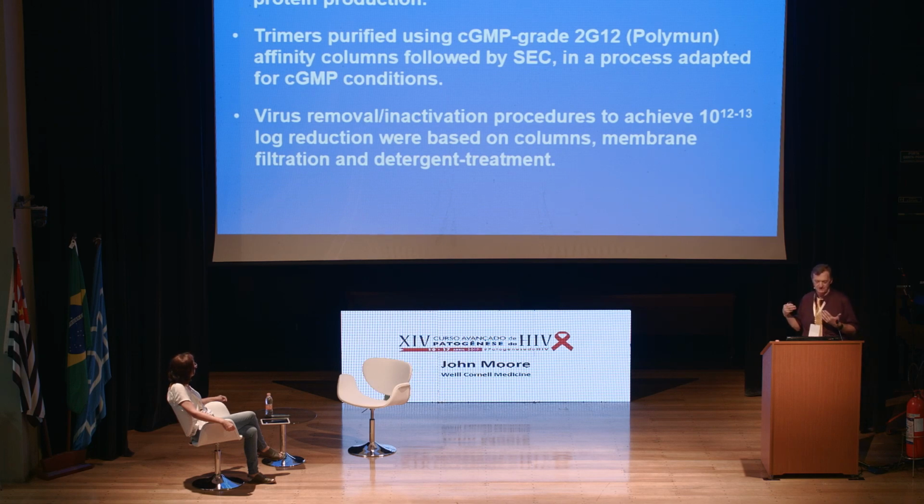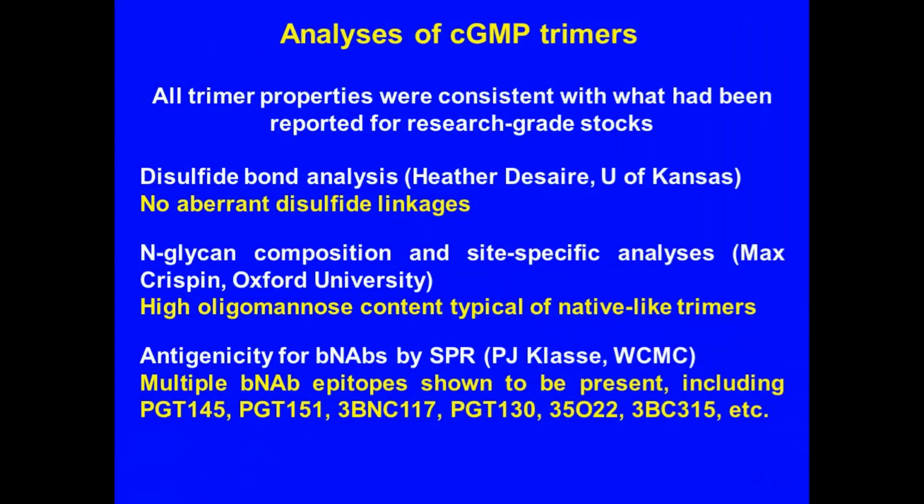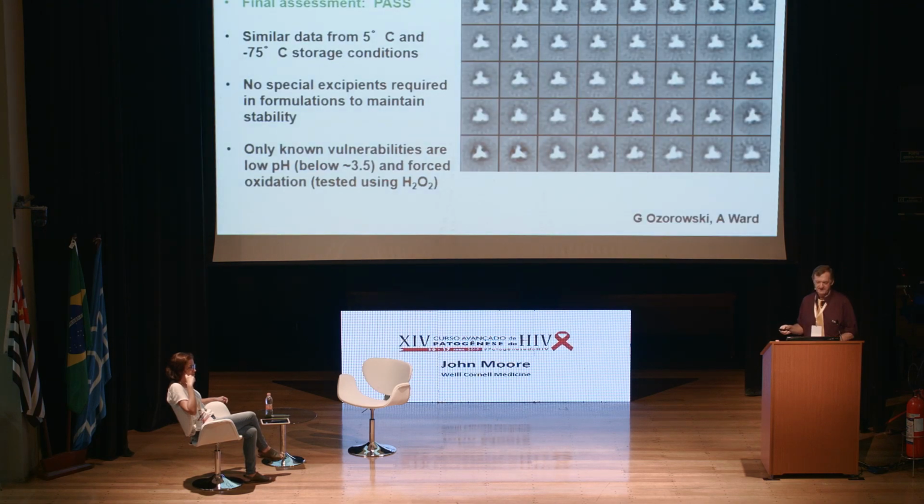And we have to show that we can remove adventitious viruses to achieve a 10 to the 12 log virus reduction. And we use columns, membrane filtration, and detergent treatment. And all of the trimer properties in the GMP program were consistent with what we'd reported for the research grade material. There was no disulfide scrambling. The glycan composition and site-specific analyses from Max Crispin showed that the properties of the glycans were typical of what we expected, and we could do antigenicity assays and show that the bNAb epitopes were present on the GMP product. And this thing is highly stable.